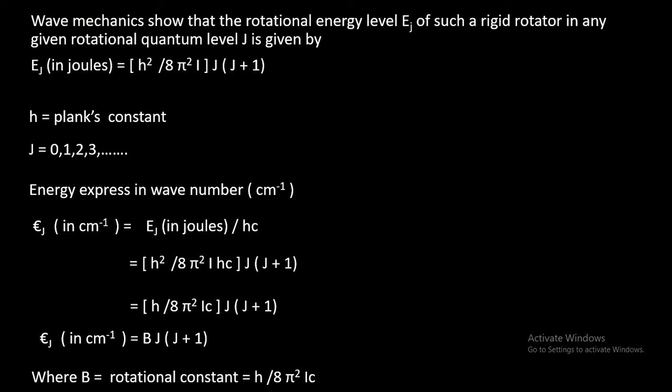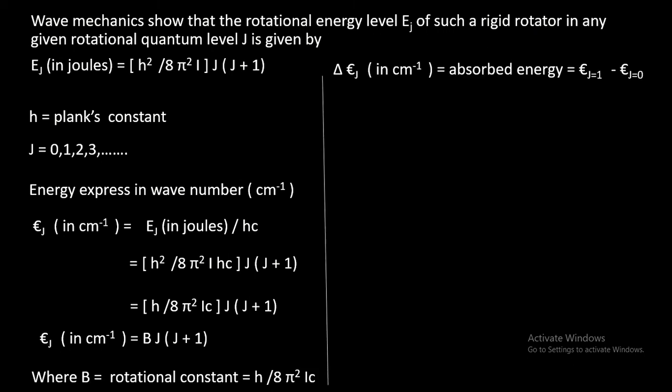Friends, the change in rotational energy level is nothing but the absorbed energy, that is, the energy of the higher level minus the energy of the lower level. That is, the energy of the first level minus the energy of the zero level. The energy of the first level equals 2B, and the energy of the zero level equals 0. Therefore, it equals 2B per centimeter.